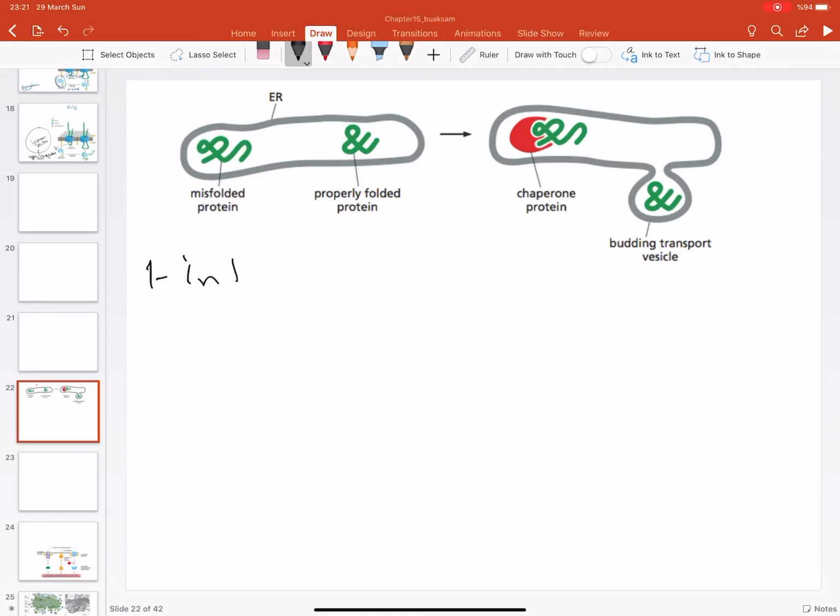First, in the ER, modification, or the post-translational modification, starts. And second, in the ER, there's a quality control.